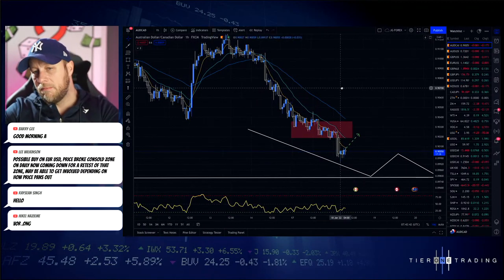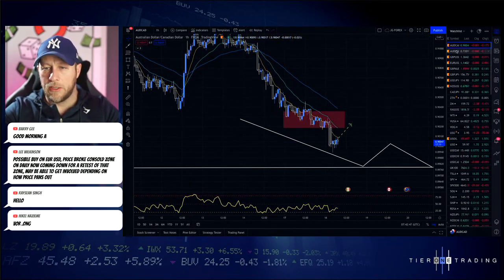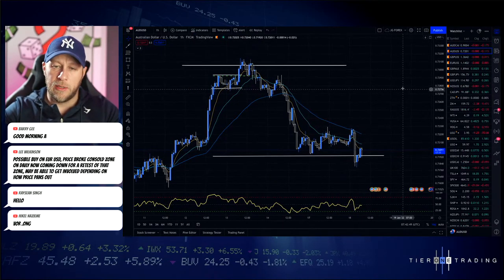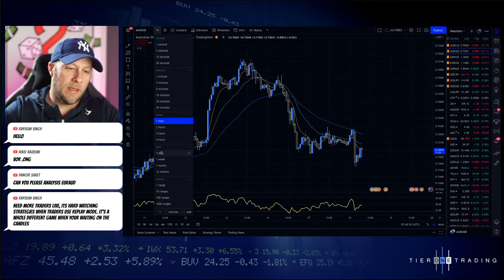All right, so now the Aussie CAD, I'm not really looking at too much on the Aussie CAD just yet. We'll see if we can push down and test that zone. Let's go on to the Aussie dollar and see if there's anything there.